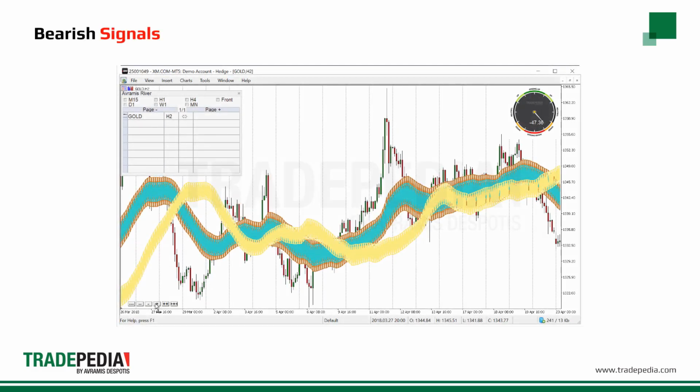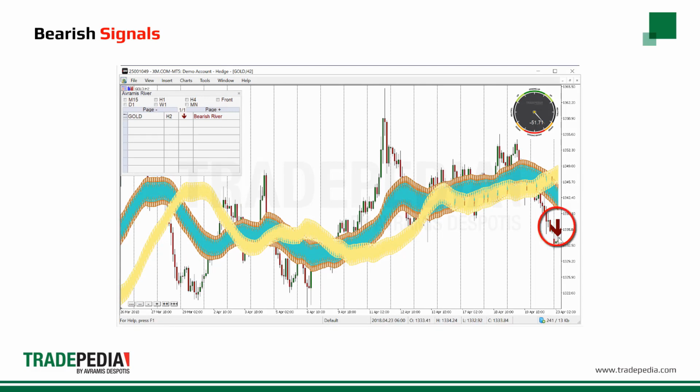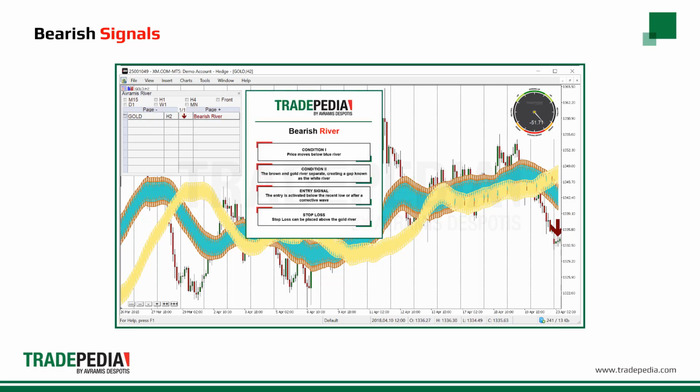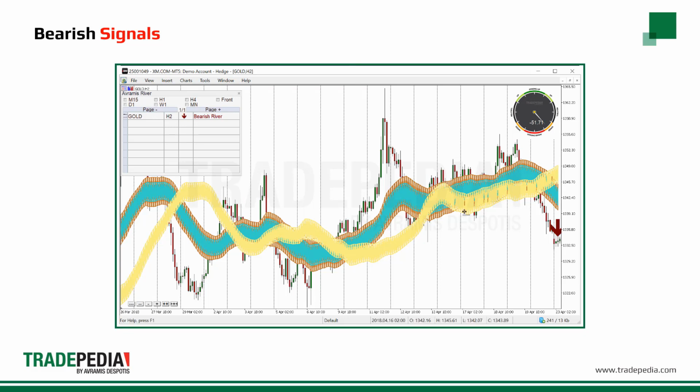In a downwards move, a bearish river will be identified with a red arrow. Clicking on the envelope in the monitor panel brings up more information regarding the signal. A bearish river suggests new short positions and an exit to any remaining long positions. An entry could be placed below the low of the candle, with a protective stop above the Gold River.